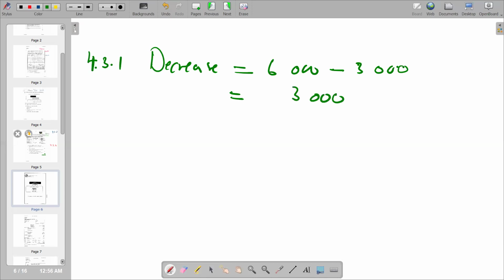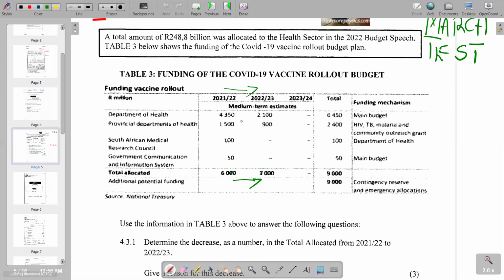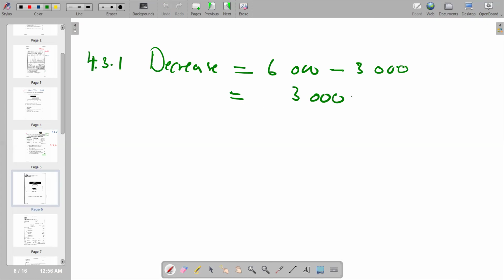But if you go back to the question, you see that in the presentation that we have, our figures are in the form of millions. So we are going to present our final answer in millions. So we are saying 3,000 million. Basically, that's what we have in terms of our final answer.